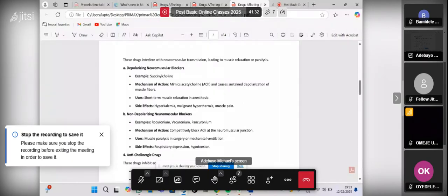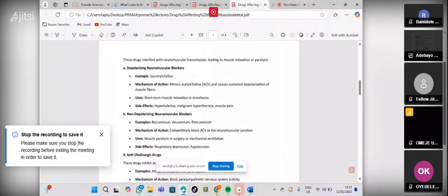Which other one on neurological drugs? The last one on neurological drugs should be the antidepressants. Yeah, antidepressants, it's very important. We must talk about them. There's antidepressant and antipsychotic drugs. Oh my god, there's still two of these drugs. Okay, let's quickly talk about them so that we can move on to another thing.